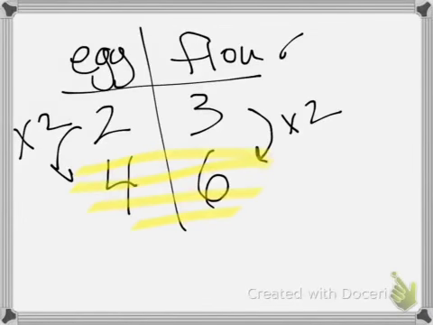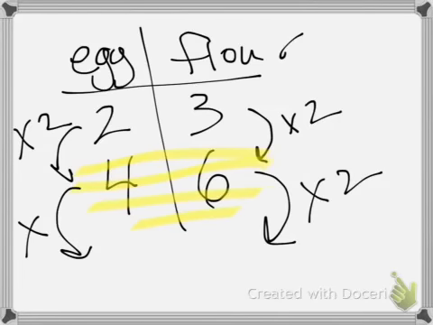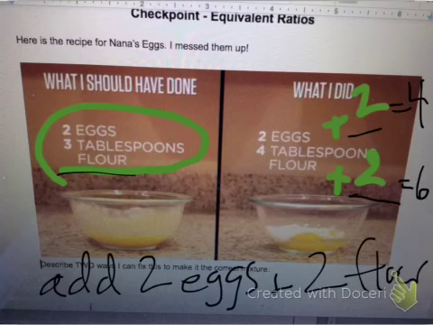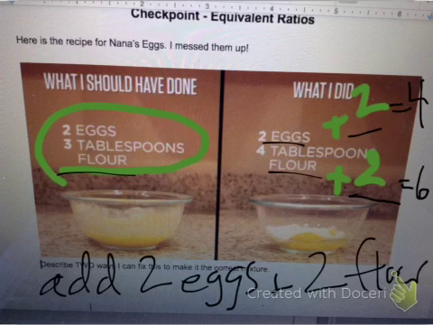To come up with a second way, you should skip count again to come up with another equivalent ratio. Then again think, what do I need to add to the eggs and to the flour to come up with that ratio? I gave you one way with the adding 2 eggs and adding 2 tablespoons of flour. You need to come up with the second way.